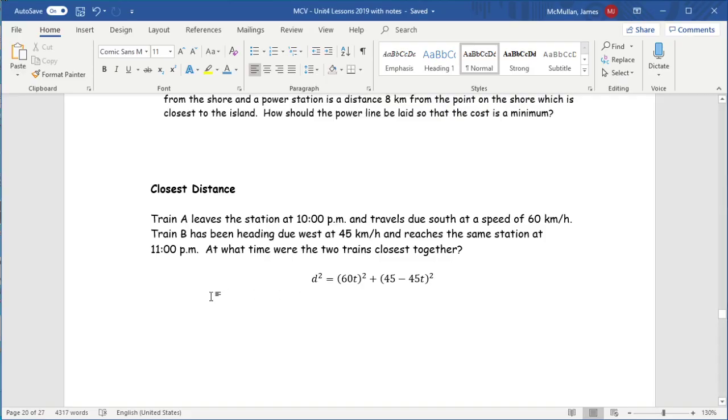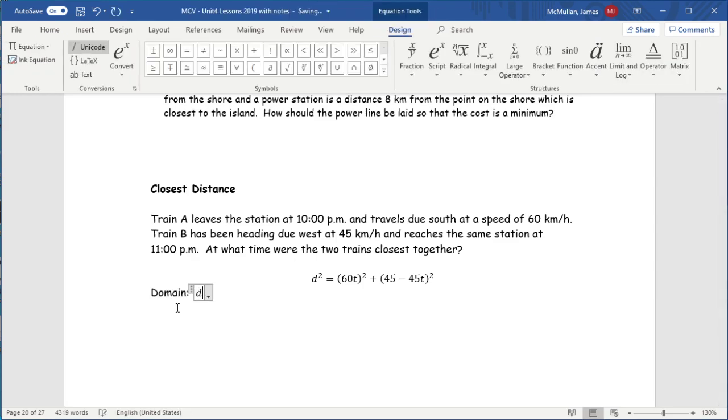Okay, now let's think about this the same way. The domain is a closed domain. 0 is less than or equal to t. Sorry, I'm not doing the domain. The time is the variable I'm looking at.